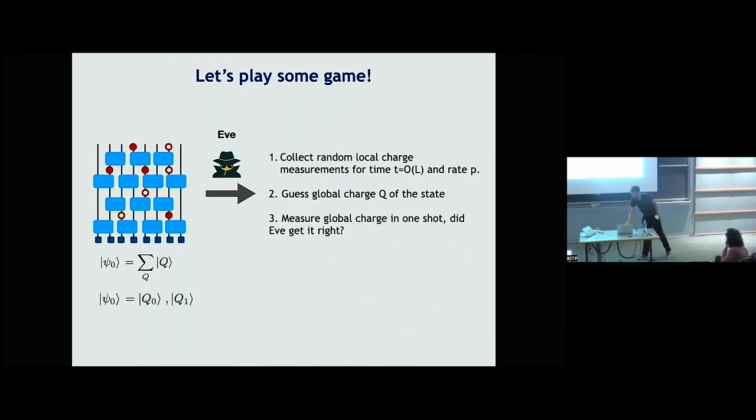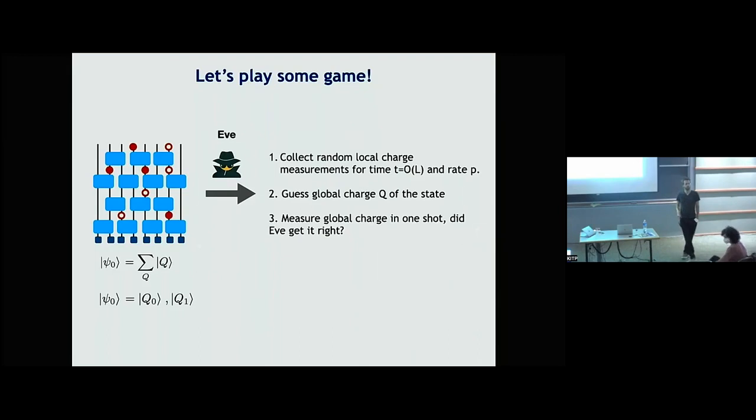So here I started with an initial state that's a superposition of charges. You should think that it's going to be collapsing because of the measurements. You can also imagine that your initial state is in a definite charge state, Q0 or Q1. And Eve's goal is, again, to learn the charge. So she should guess from the measurement record whether your state has charge Q0 or Q1.